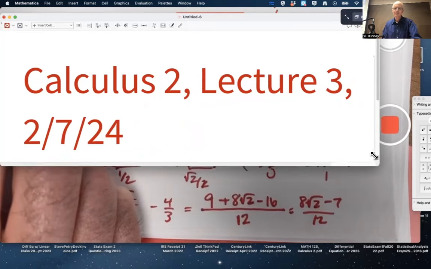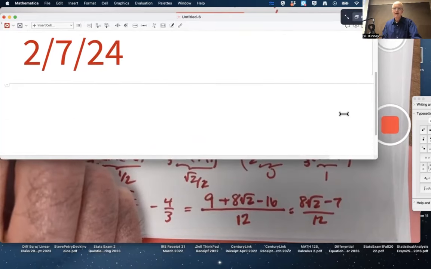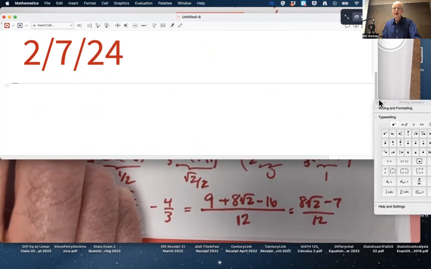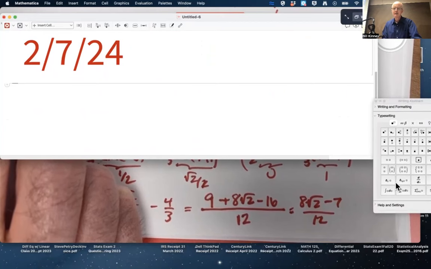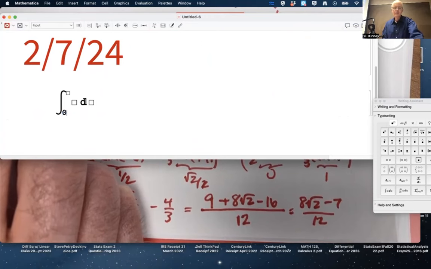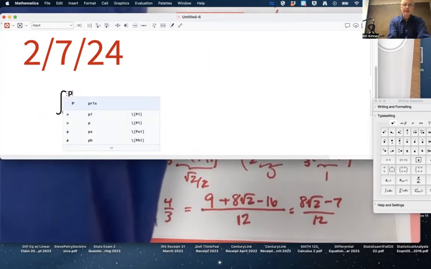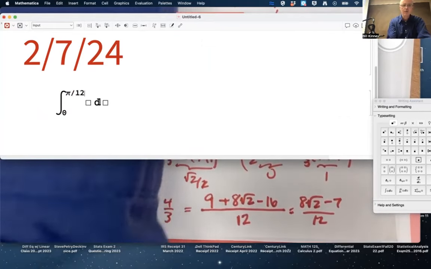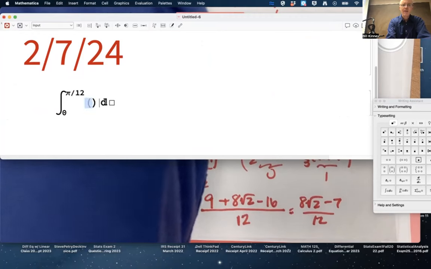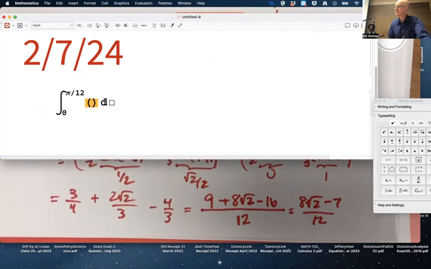Mathematica. In your typesetting palette, click the integral button. Lower limit is 0, tab up. On a pi over 12, I can do escape, T escape, and then divide by 12. Use parentheses here, because we've got the difference of two functions. It won't work if you don't use parentheses here.